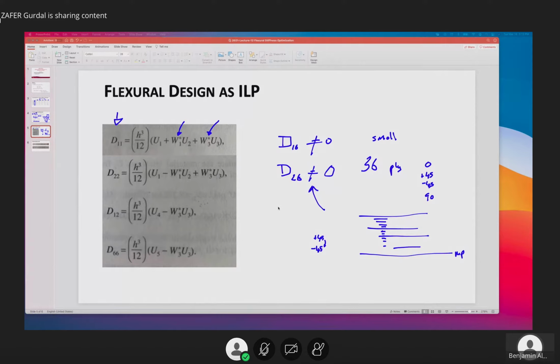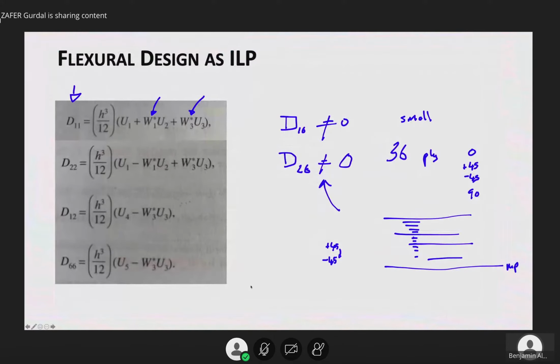Incidentally, these terms, let me go to presentation mode again. These D16, D26 terms are called bending-twisting coupling terms. So when a flat plate is bending either along the x direction or y direction, the existence of these terms D16 and D26 causes twisting.